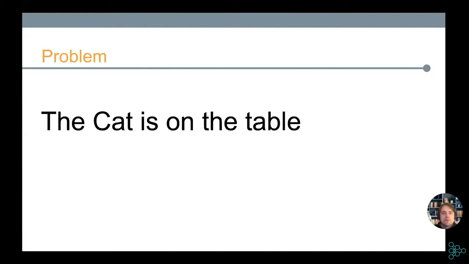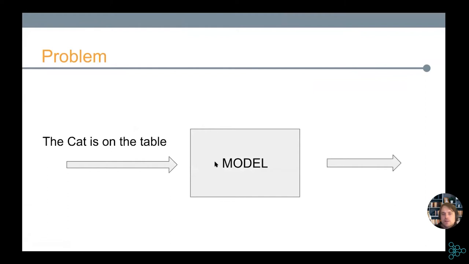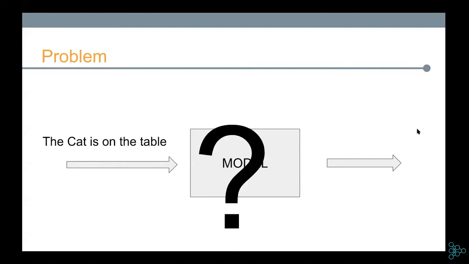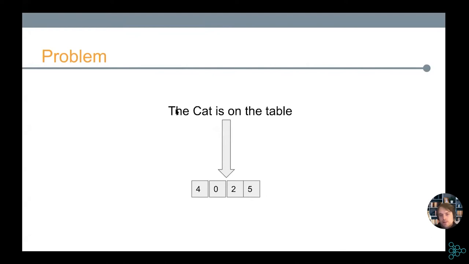What we know how to do well is supervised learning. So what we would like to have is numbers as an input, and some output that can be categorical, which you transform into numbers, or already a regression task, so you already have numbers. That's the ideal scenario. That's what we are going to try to achieve. So we have the cat is on the table, we have a model, and we need to produce something with this model. As I said, ideally, we will transform this sentence into a vector.